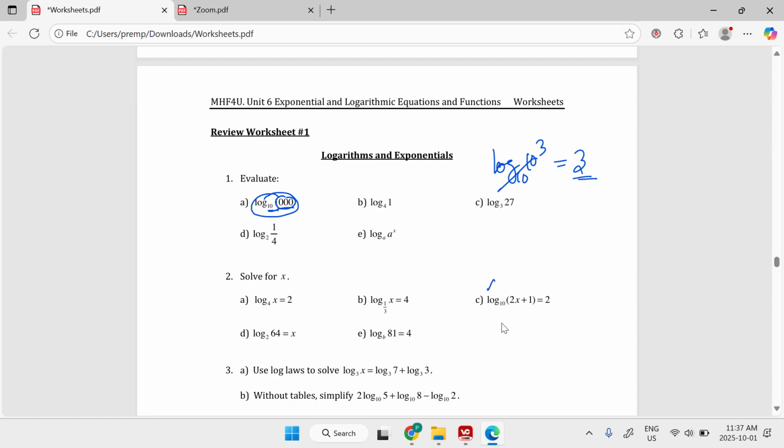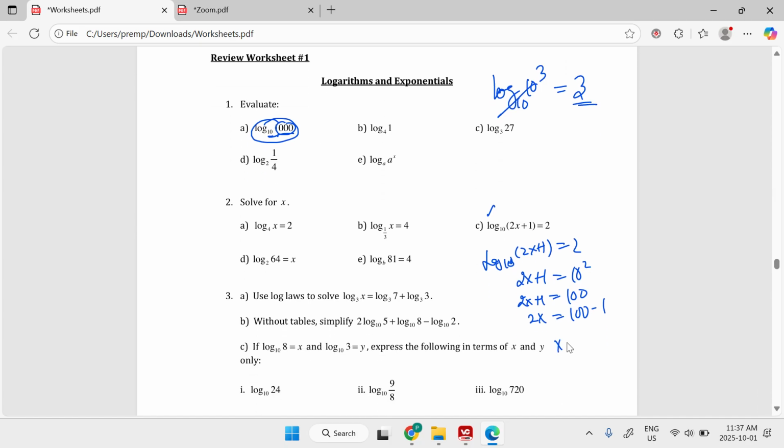Now say you want to solve this problem: log base 10 of 2x plus 1 equal to 2. Remember when they say log of 10, even if they don't write any base, that means by default the base is 10. So how can I express this in terms of an exponential function? I can write 2x plus 1 equal to 10 to the power of 2. That means 2x plus 1 equal to 100, then 2x equal to 100 minus 1, which is 99, and then you get x value as 99 over 2. And that should be your answer for this one.